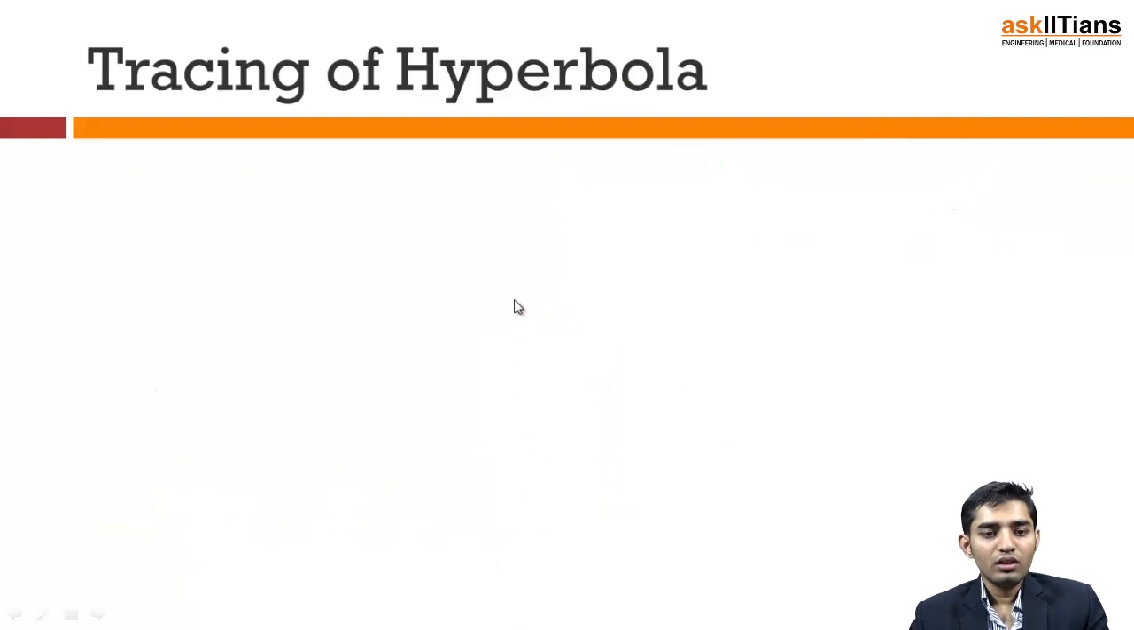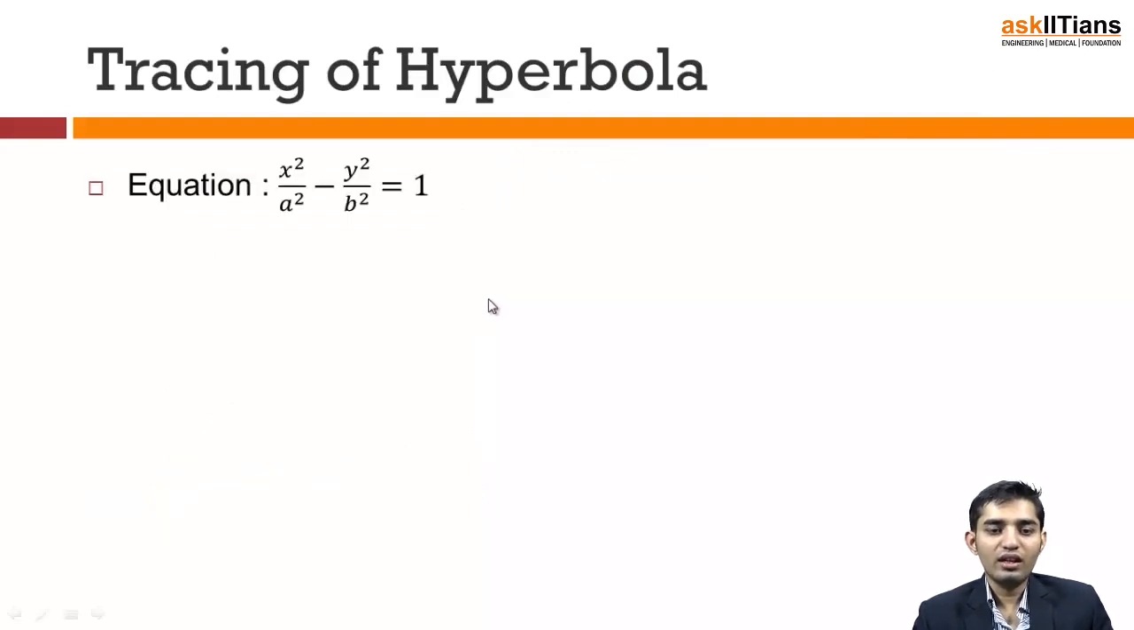Now let us see how to plot the graph of this. Since we have got this equation, x square by A square minus y square by B square equal to 1, if I look at it very carefully, I can observe that if I replace x by minus x, I will get the same equation, and if I replace y by minus y, again I will get the same equation. So from this I can say that the graph of this curve will be symmetric about the x-axis and also about the y-axis.